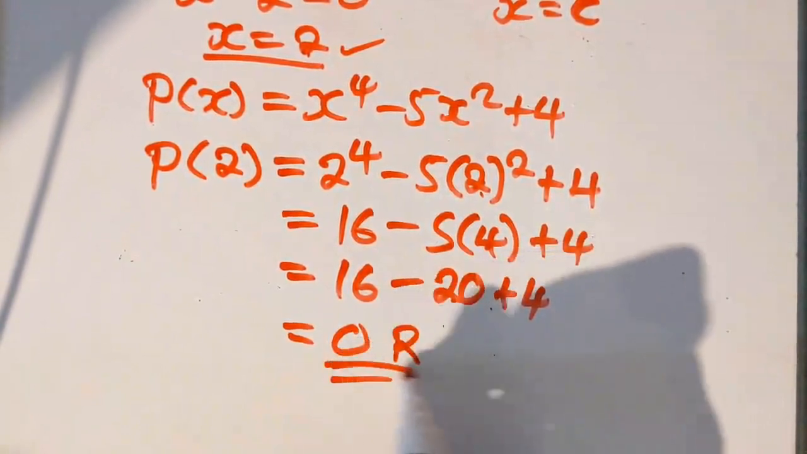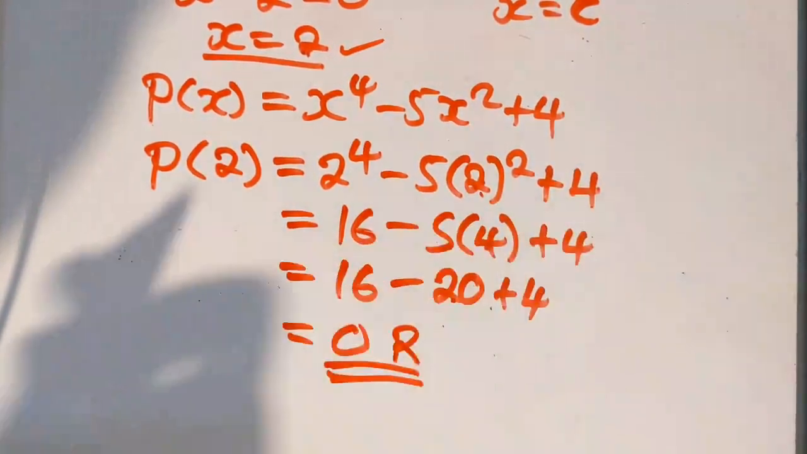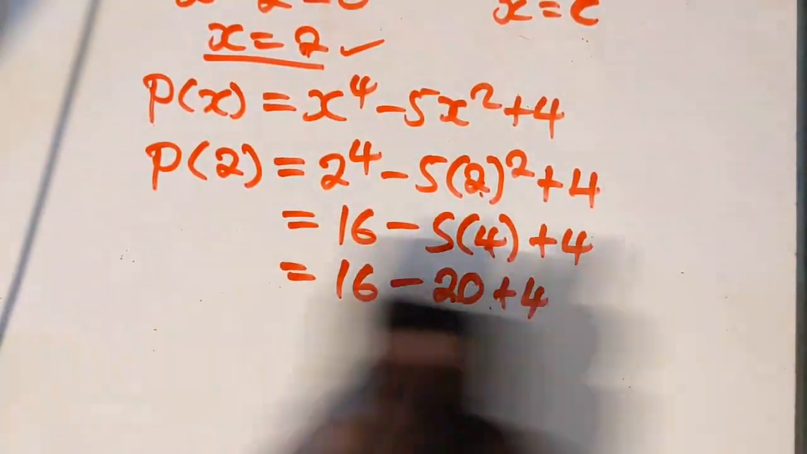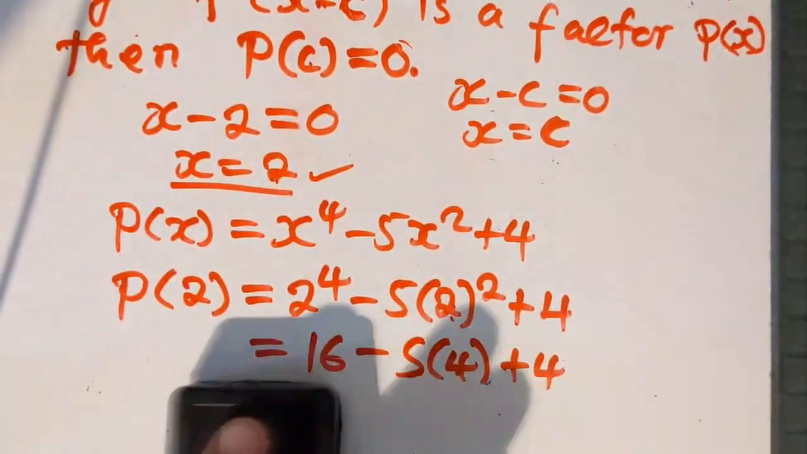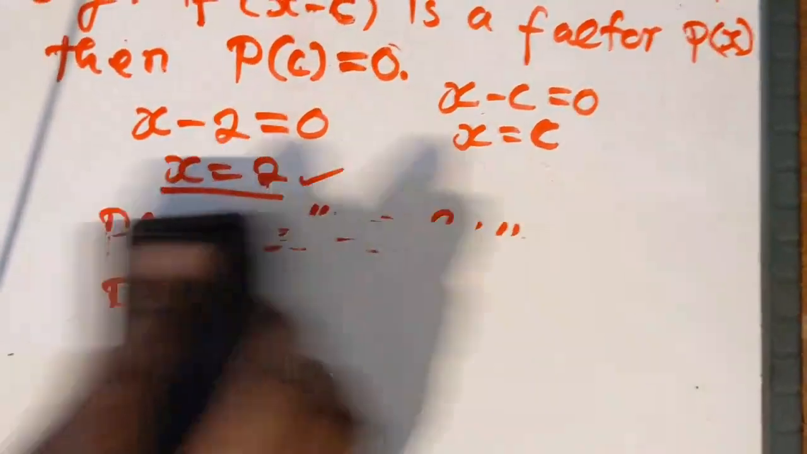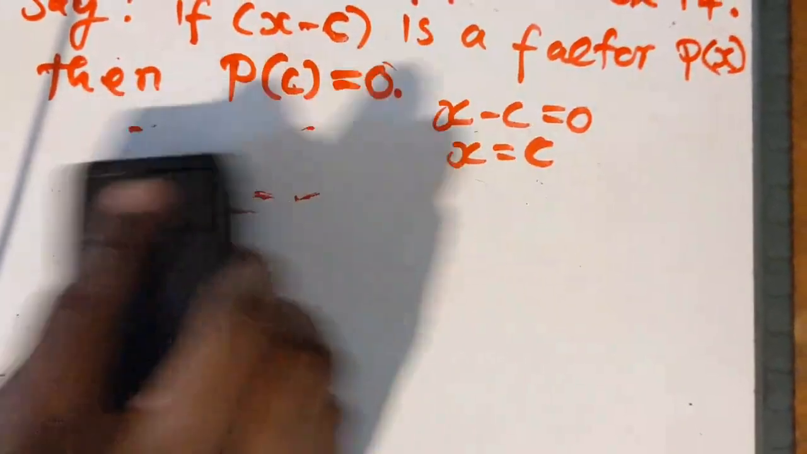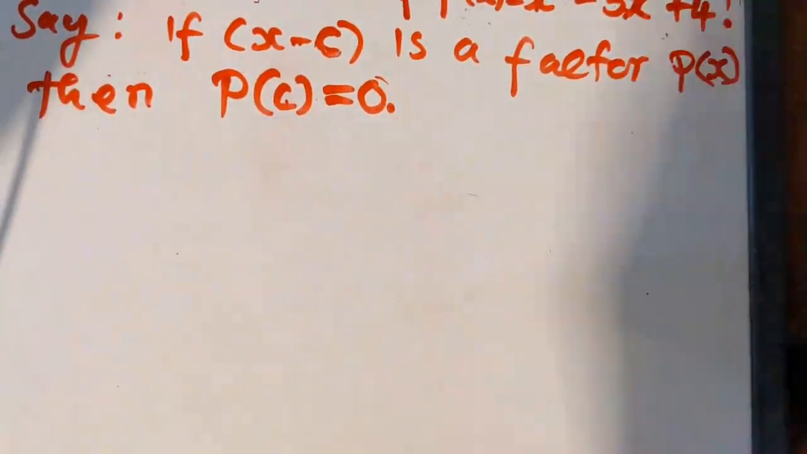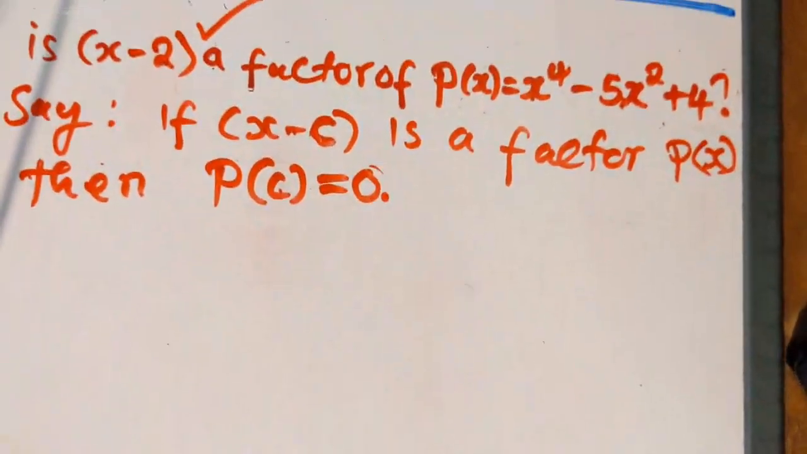It is giving us the remainder to be 0. So if you want, you can actually prove this by dividing the polynomial using long division or synthetic division. Let's try if the remainder will be 0.